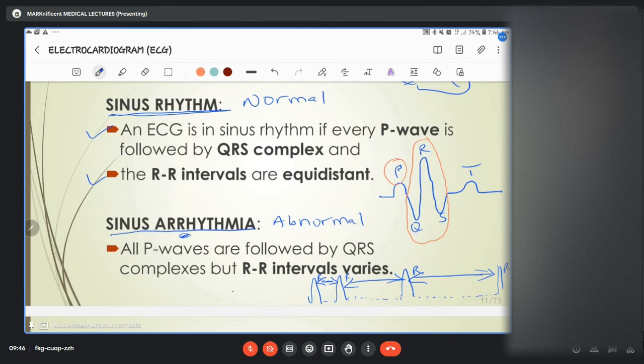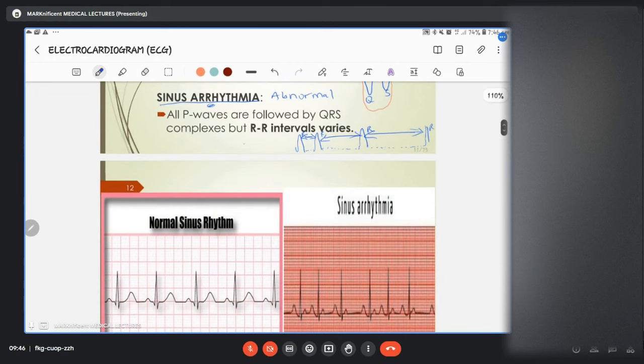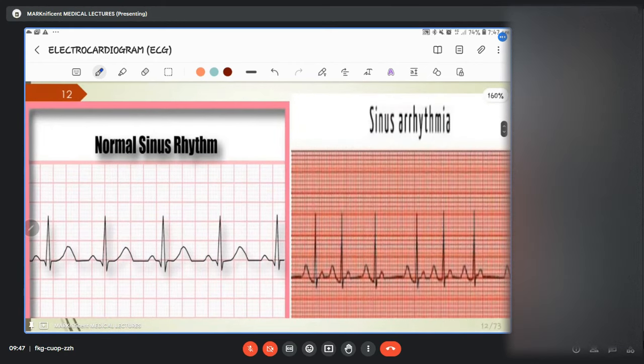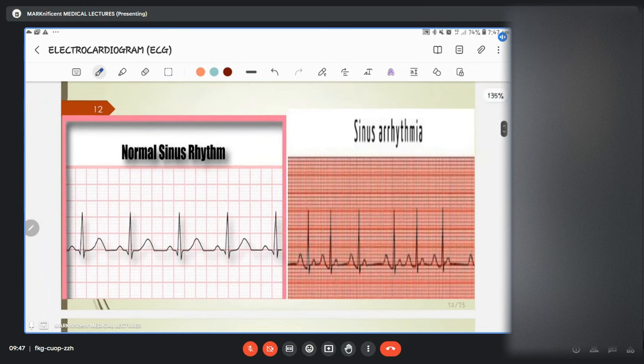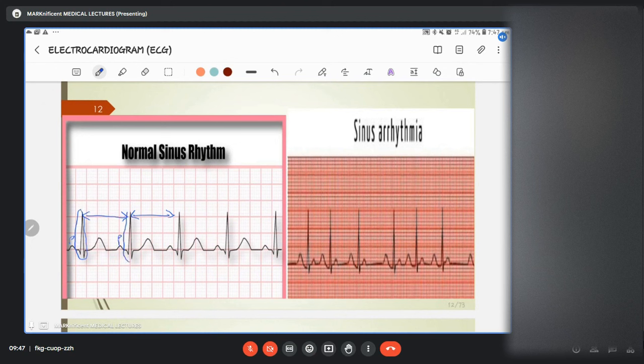Are we together? In this picture, we can still have an idea. This is normal sinus reading. If you want to count the boxes, fine, but by estimation, you can see these distances are the same. First the P is here, then this is the QRS. Then you have another P, followed by QRS. So that's your first criteria. P again, QRS. This is normal. Then secondly, the distances are the same all through.